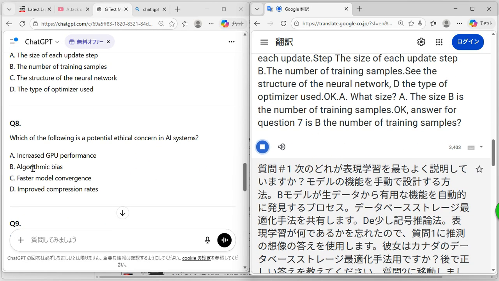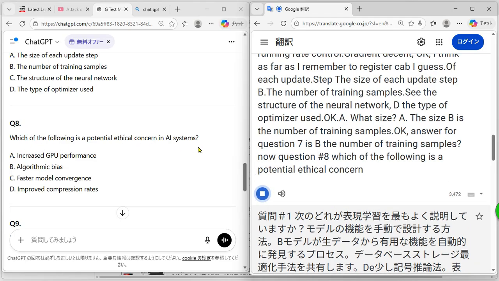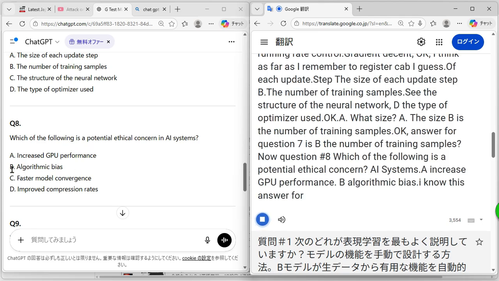Now, question number 8. Which of the following is a potential ethical concern in AI systems? A. Increased GPU performance. B. Algorithmic bias. I know this. Answer for question 8 is B, algorithmic bias.